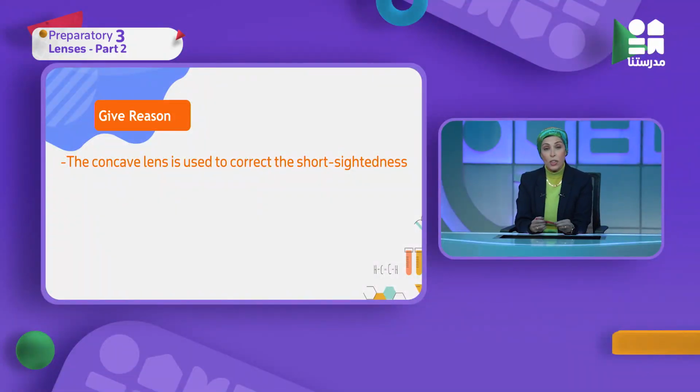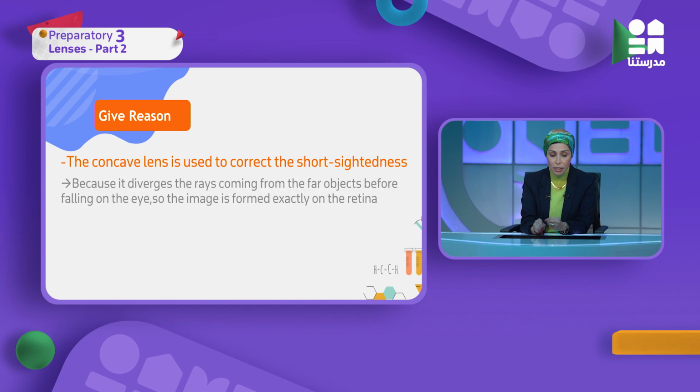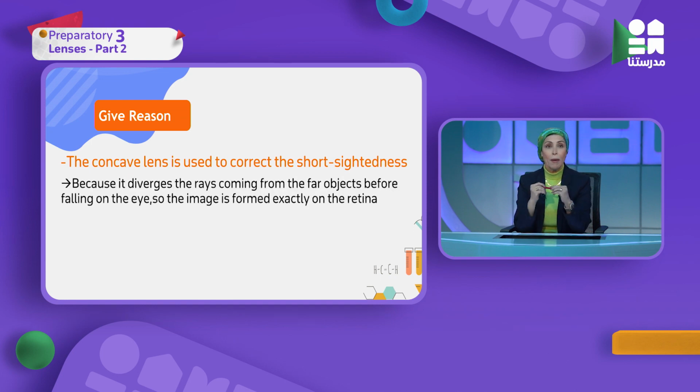So now if you are asked how to correct short-sightedness, how can I correct it? I correct it by using glasses, and the lens is of what type? A concave lens. Now from this part we have a give-reason question. Why is the concave lens used to correct short-sightedness? Why? From its name, because it diverges the coming light rays that fall on the eye retina, so we can see the image just on the retina. So we are going to correct this defect.